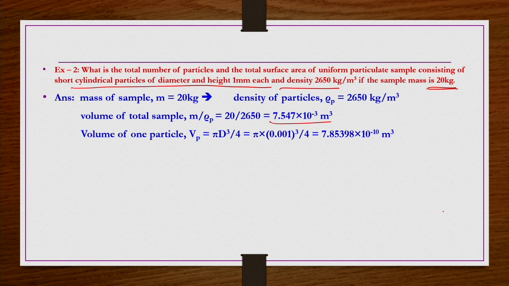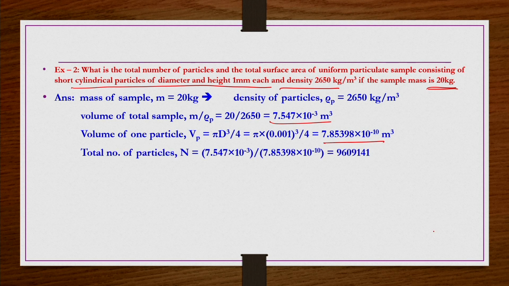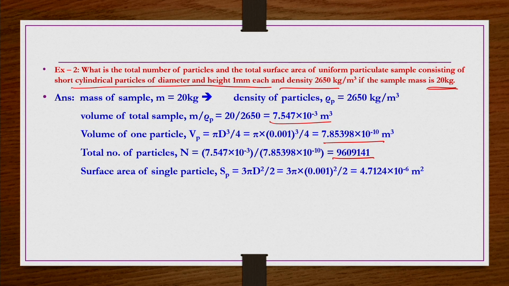Then the volume of one particle would be pi d cube by 4 for a short cylinder. So, that you get this number. So, the total number of particles is the volume of the total sample divided by the volume of one particle. So, you get 9609141 particles. The surface area of a single particle for a short cylinder with L equal to D is 3 pi d square by 2, which comes out to be this one. Then the total surface area will be the total number of particles multiplied by the surface area of a single particle when you do this.